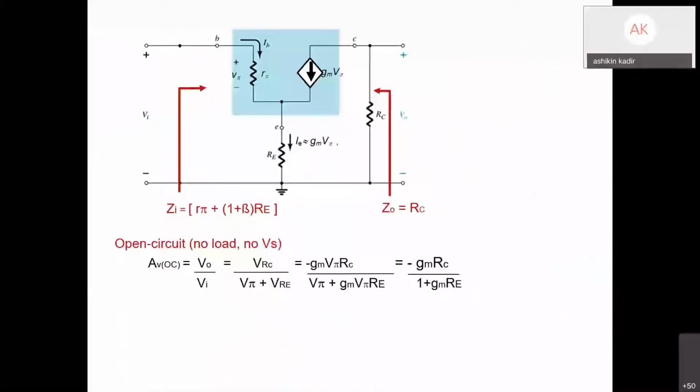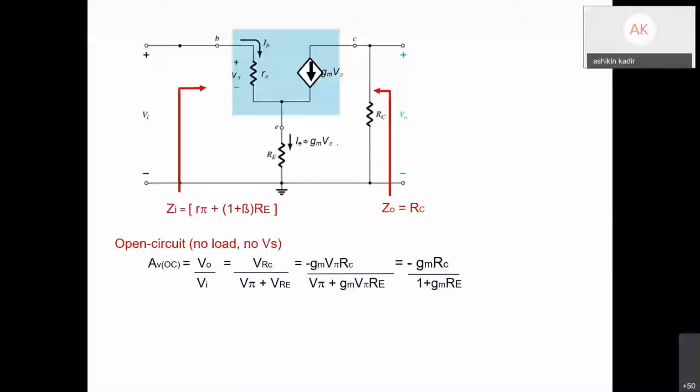Then another parameter that we can determine is the gain, the Av. Firstly, because the circuit doesn't have any load resistor or Vs, this is a very simple circuit. We can find the Av OC, where OC is open circuit, no load, no Vs. So if you want to find the gain, A is the gain, and the gain is Vout over Vi.